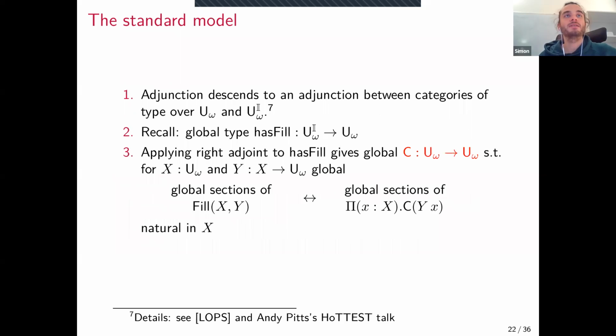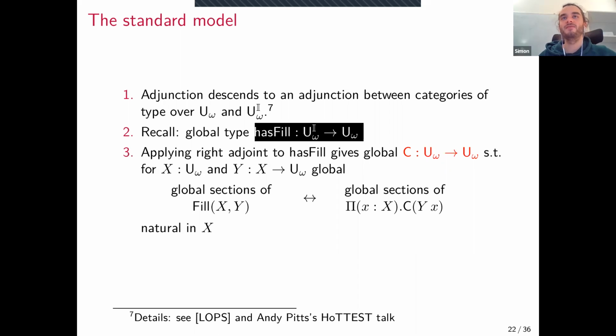Okay, so with these assumptions, well, first we can lift this adjunction, or well, it descends to an adjunction between categories of types over U omega. Okay, so this is a bit confusing. Let me maybe go quick with this. You can see the details in our preprint or in this Licata, Orton, Pitts, Spitters paper.